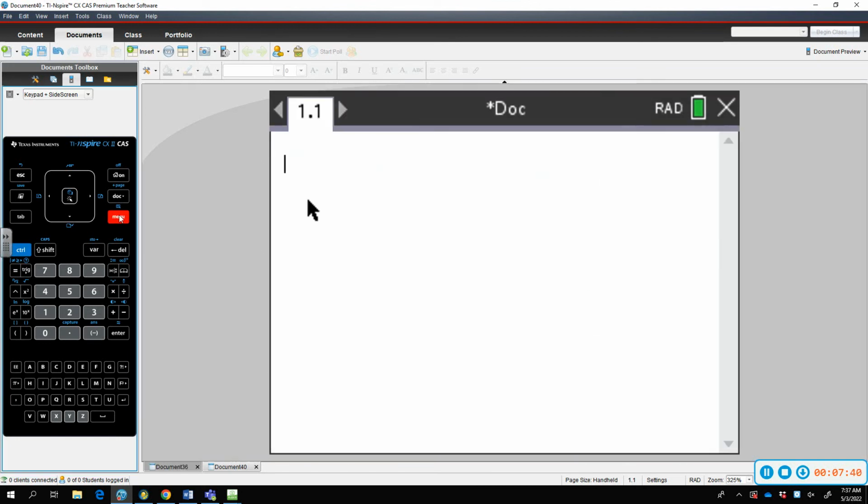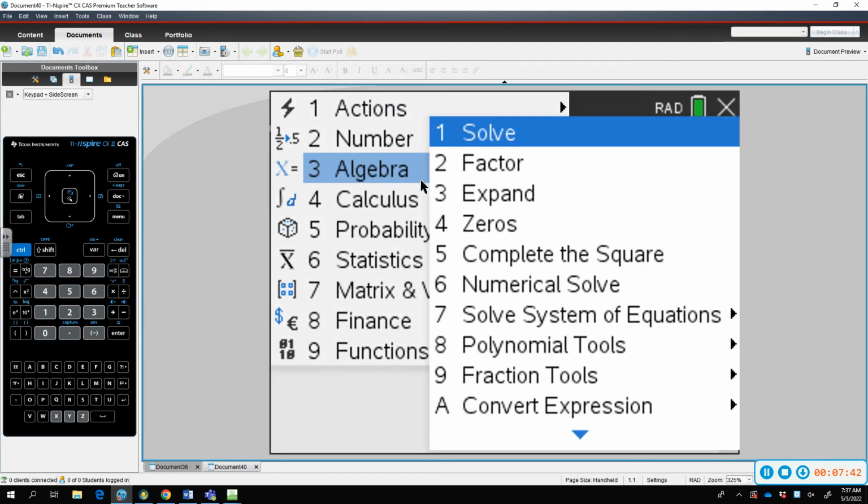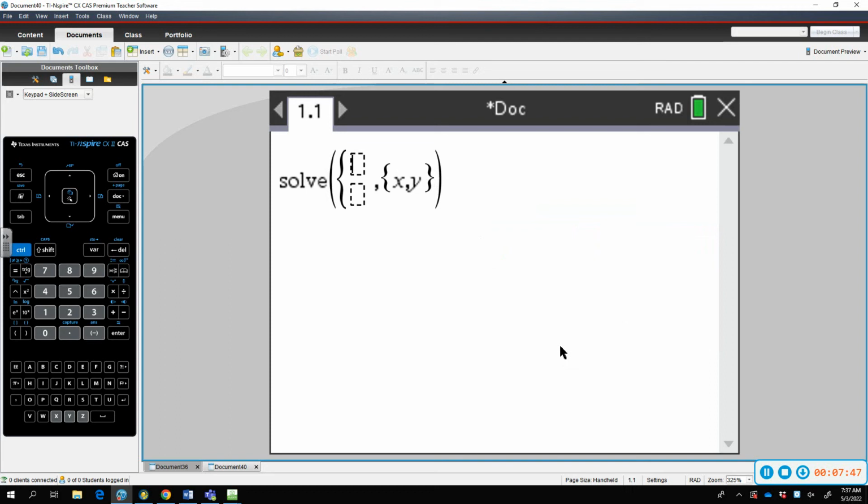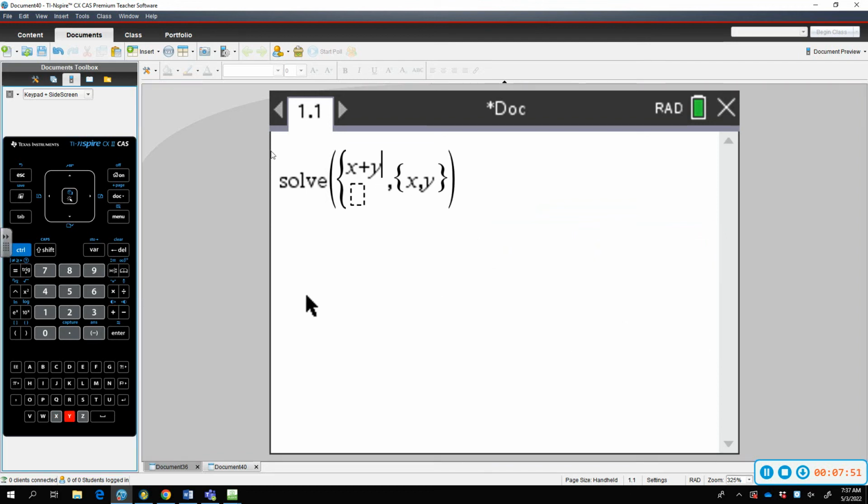And we're going to go to Menu, Algebra. We're going to solve systems of equations. Solve systems of equations. Two variables, x and y, fantastic. We're going to take x plus y. We're going to plug in our two equations.